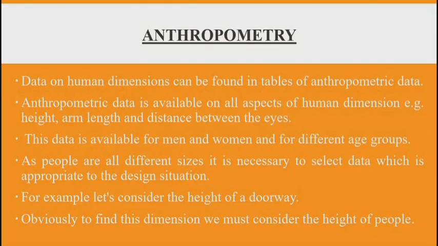The next topic is anthropometry. Design data on human dimensions can be found in the tables of anthropometric data. Anthropometric data is available on aspects of human dimensions. Humans differ in height, arm length, and also the distance between their eyes. All these considerations we have to take into account in anthropometry.